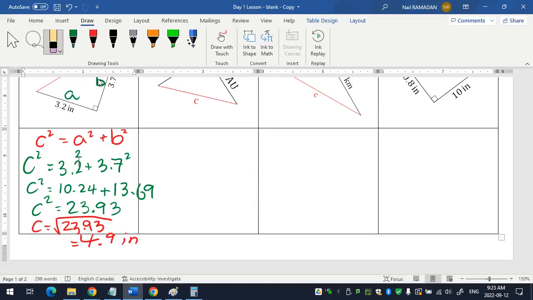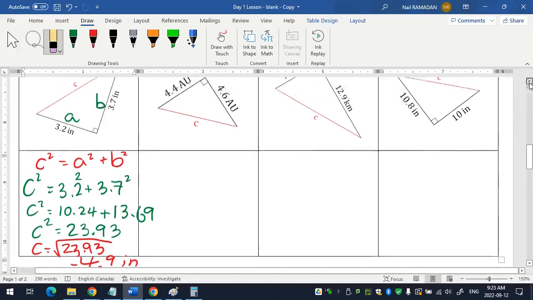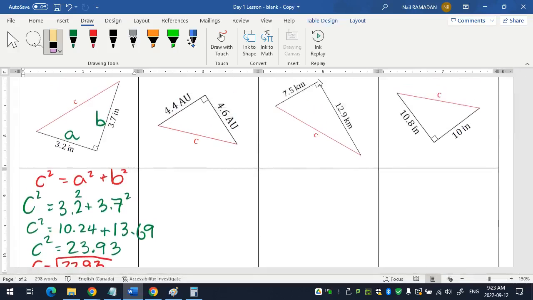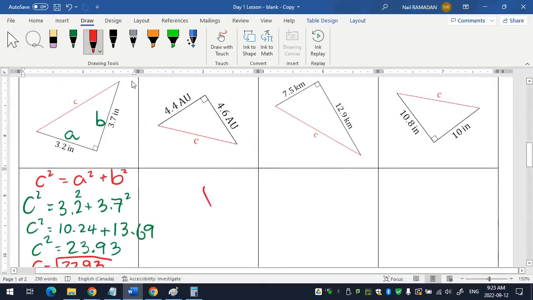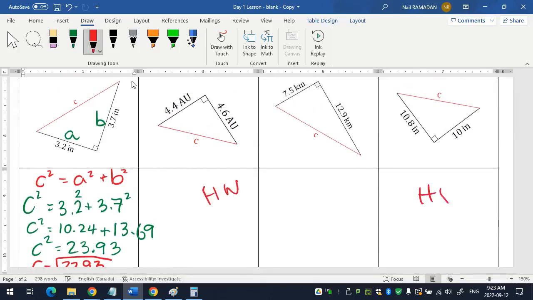Okay. Since all of these are the same process, I'm just going to do a random other one. I'm going to do this one, and those two are homework. So homework, homework, everyone.